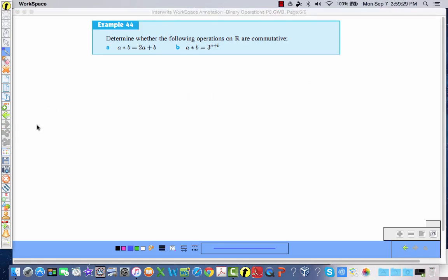Okay, and then this will be our last example here. Determine whether the following operations on the set of real numbers are commutative. Okay, so we know here that a star b is equal to 2a plus b, but what we're trying to show is that a star b is equivalent to b star a. Okay, so I am going to rewrite a star b is equal to 2a plus b, right?